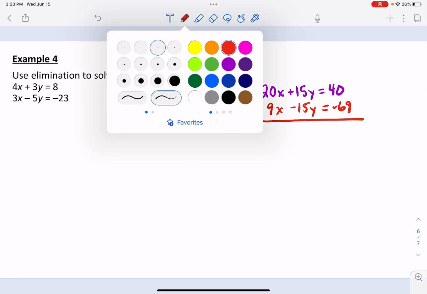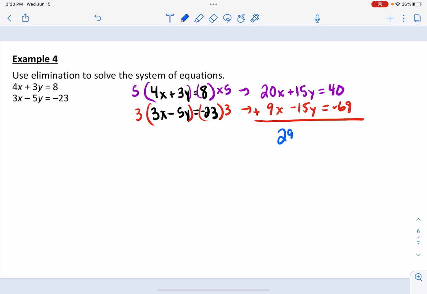So now add those two equations. So I get 29x, the y's go away, equals a negative 29. I now divide by my 29. x ends up being negative 1. So again, I have my x-coordinate. I need to get my y.